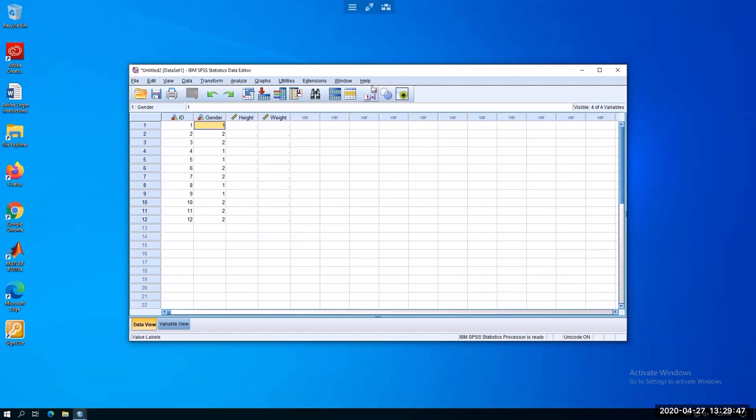You see this arrow that changes your label to your code. We defined one as males and two as females. But if you want to know who is who, you can just click here, this arrow. If you click it once, you'll see that subject number one is male and so on.